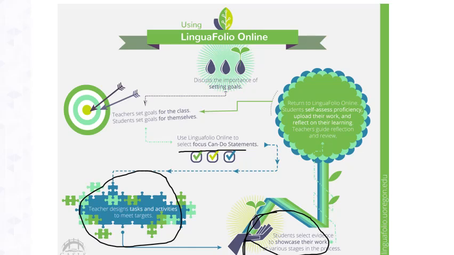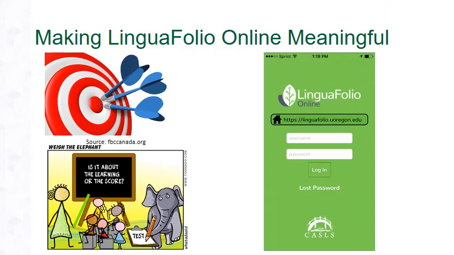We will touch a bit on selecting focused can-do statements today. However, the meat of what we do will be focused on designing tasks and activities to help students to meet the targets set forth by the can-do statements, and helping students to select evidence to showcase their work at various stages in the process. Before we go any further, we must discuss how to make Linguafolio Online a meaningful tool in the classroom.